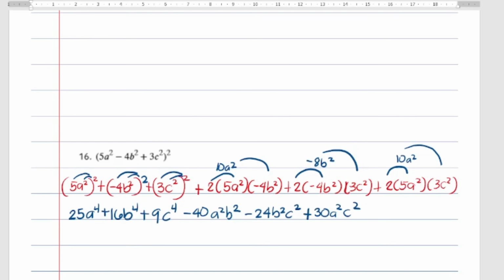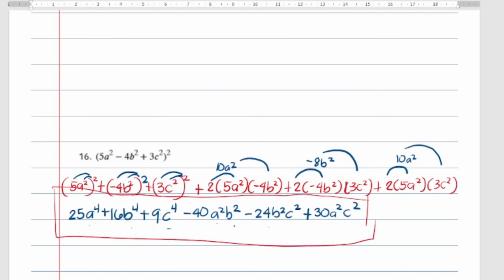Now, let's look for like terms. So again, if they are like terms, their literal coefficients are the same. So we've got a raised to 4, b raised to 4, c raised to 4, then a squared, b squared, c squared, and a squared, c squared. So I think it's safe to say that we don't have any like terms. Thus, this is now our final answer. So this is how we do the square of a trinomial.